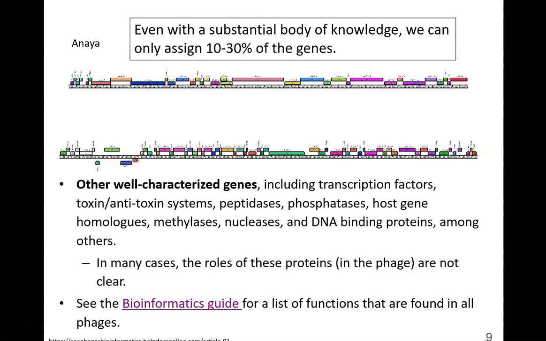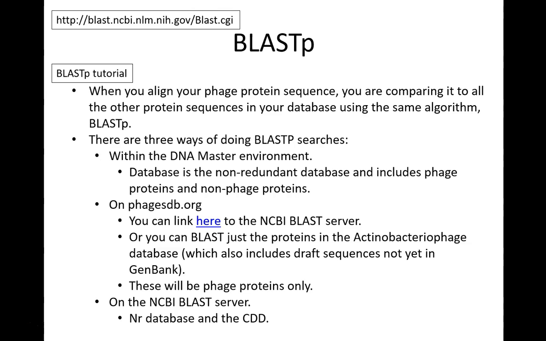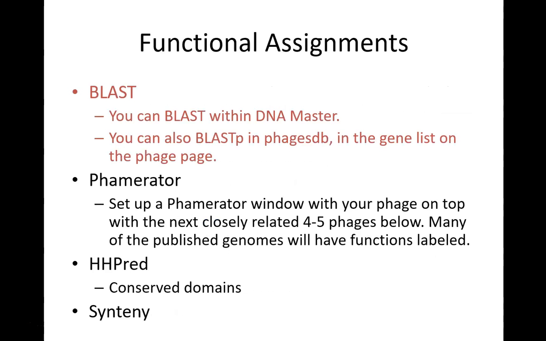But even with all of the things that I've showed you, we can only assign functions to somewhere between 10 and 30% of the genes, and that's totally normal. So what are the other tools we can use to make functional assignments? Well, one is we can blast. So we can blast within DNA Master, and we can also blast in PhagesDB in the gene list on the phage page.